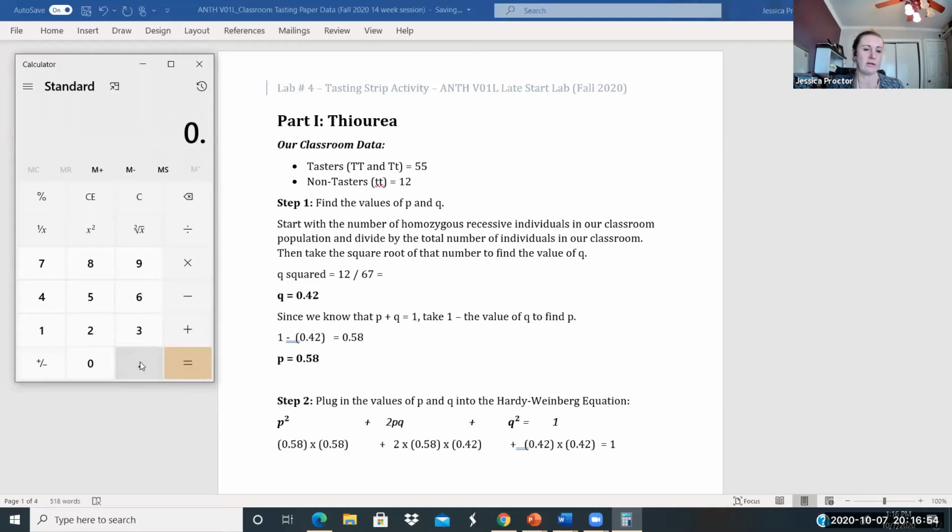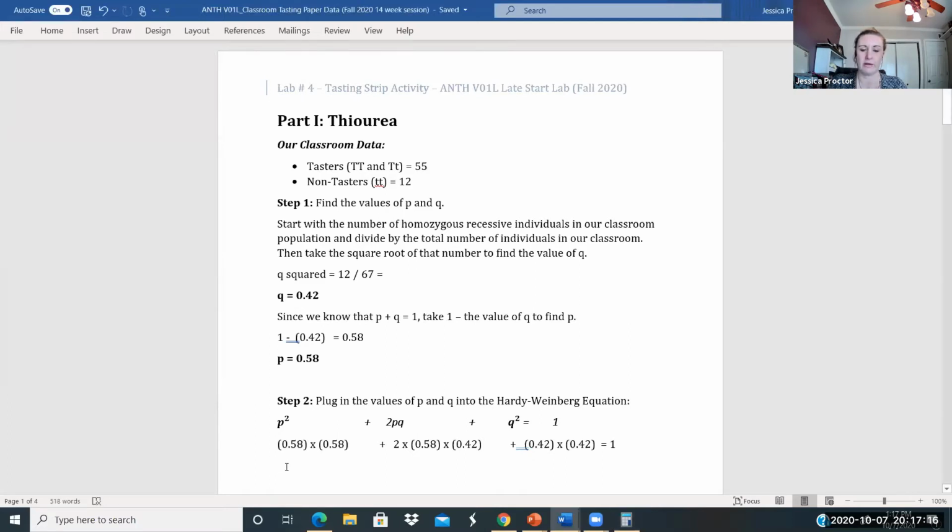So two ways you can do it. You can take 0.58 and just hit the square button like that, and it gives us this number. Or you can also do 0.58 multiplied by 0.58. All right, and we're going to round to 2 decimal places. So we're looking at that third number past the decimal place. Since it's above 5, we're going to round up. So our value here is 0.34.